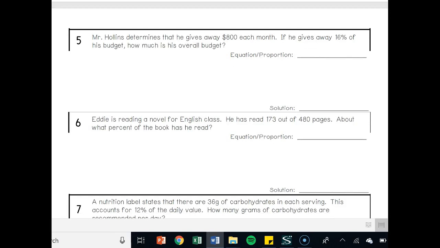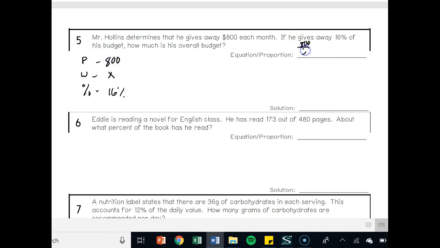All right, so back to number 5. It says, Mr. Hollins determines that he gives away $800 each month. If he gives away 16% of his budget, how much is his overall budget? So part, whole, and percent. Our percent is obviously 16%. Now, him giving away $800 each month, that's a part of how much his overall budget is. So 800 is a part. We don't know the whole.